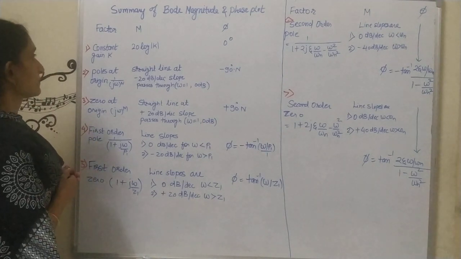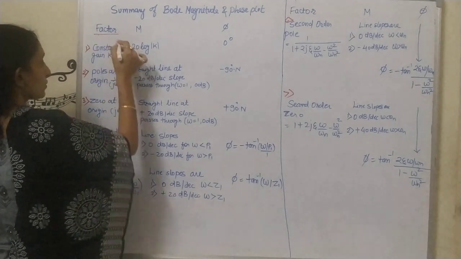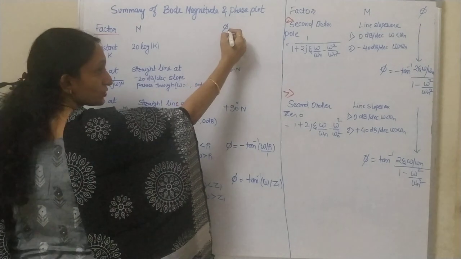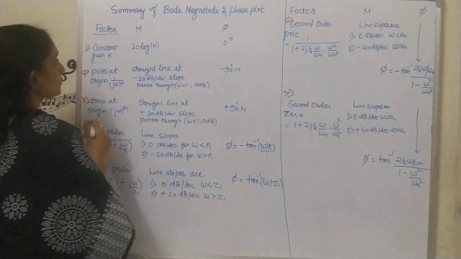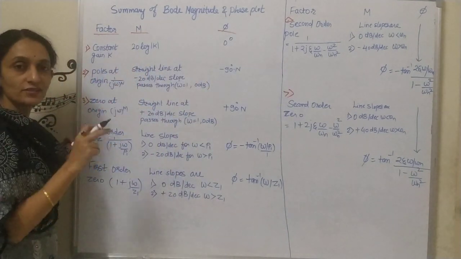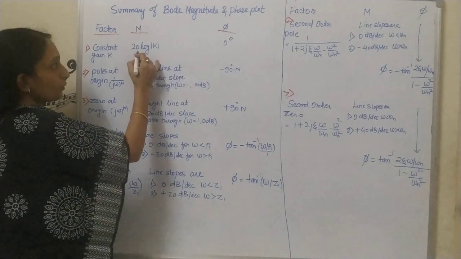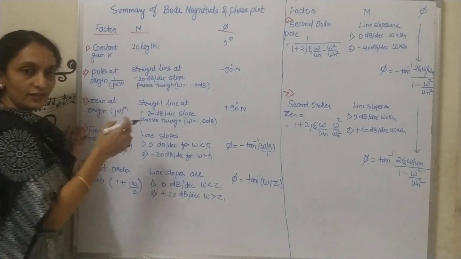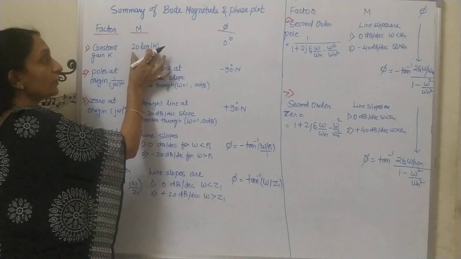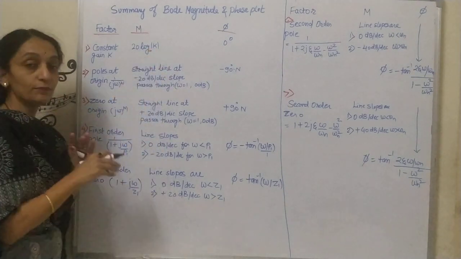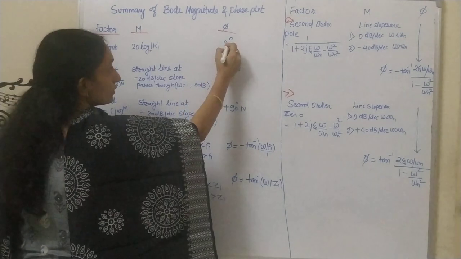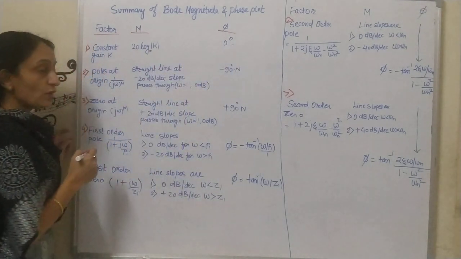For that, look at this first factor. This column is for the factors, then here the magnitude is shown and this is the angle. Look at this first factor, which I have considered as constant gain k. It will always be there in any transfer function. So 20 log k. We already derived this magnitude and angle in the last lecture, so directly I am writing here 20 log k. It will always be to the base 10. I am not writing the base 10, so it is understood that we are considering decade. The angle will be 0 degree for any constant value.